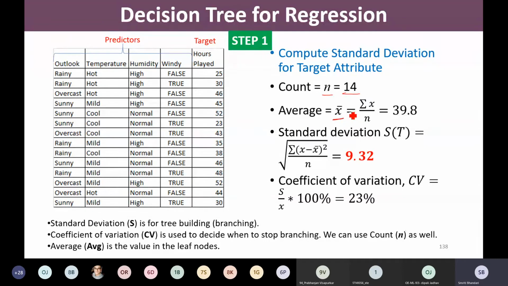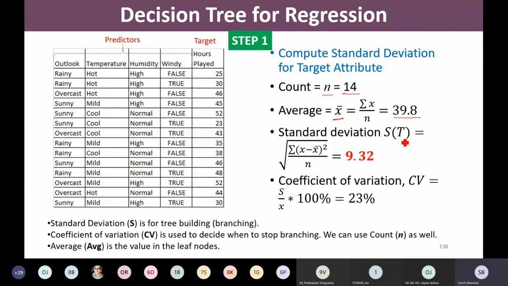Okay, and this average is simply summation of all values that belong to the target attribute in the data set divided by the number of samples that we have. So x bar is equal to summation x divided by n. So it comes out to be 39.8. So this is our average. So simply we are having the average of this column, target hours played. Okay. Now next, we are going to compute the standard deviation for our target attribute.